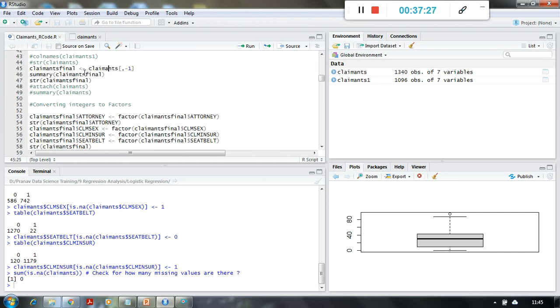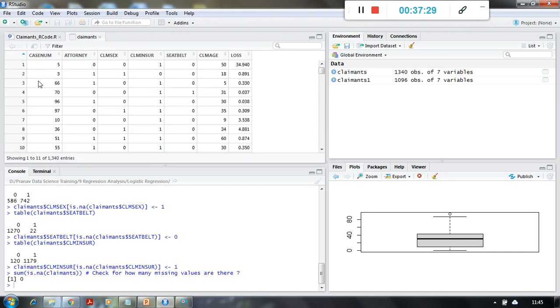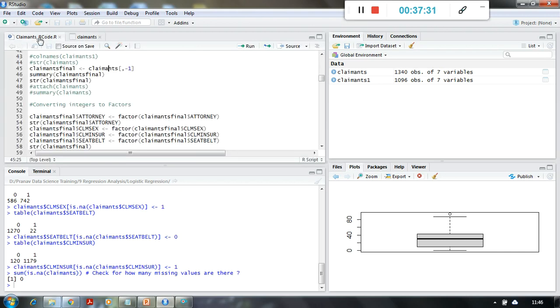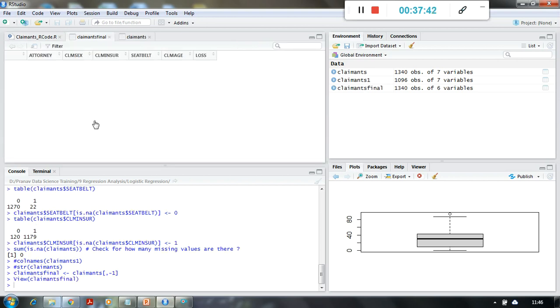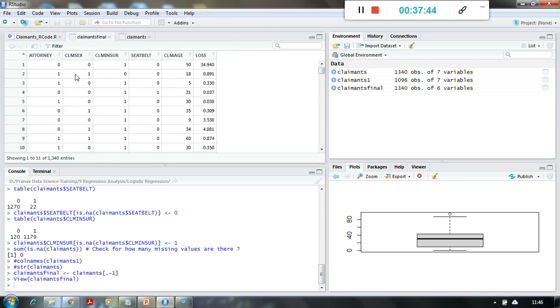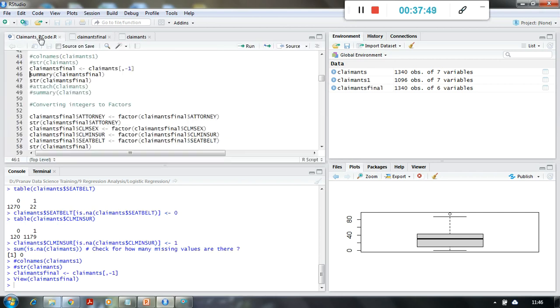The other thing is we have to remove the case number column because that is not having any significance in the prediction of attorney. So I am removing that first column and creating claimant's final as a data set on which we have to work. So there is no case number column. All the missing values have been replaced, right?